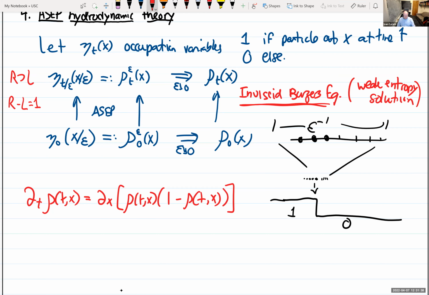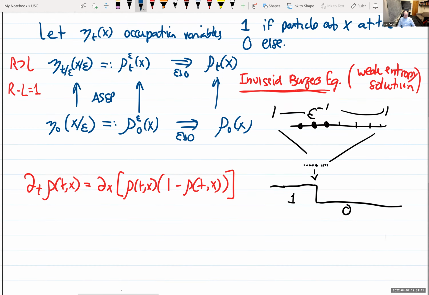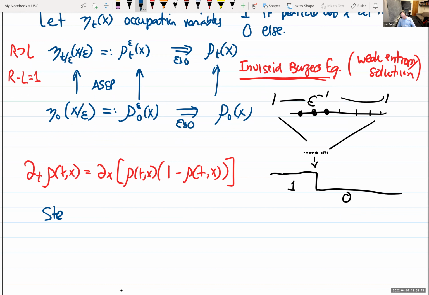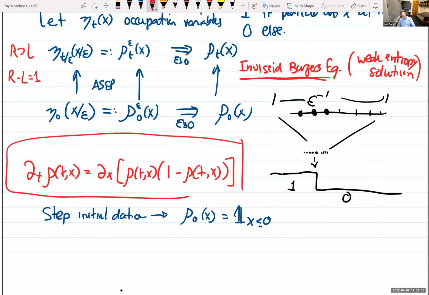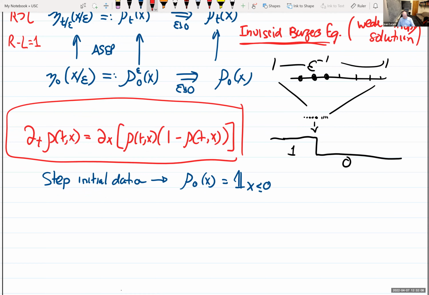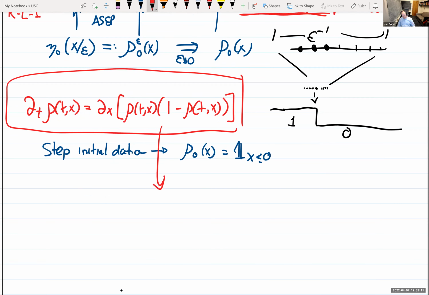So this is the equation. It's a conservation law, and the relevant initial data for what we're talking about is this. If you took the step initial data, that will correspond, in terms of this, to taking rho naught of x to be just the indicator function that x is less than or equal to 0. Now, how do you solve this equation? Well, subject to these conditions, you solve it using the method of characteristics.